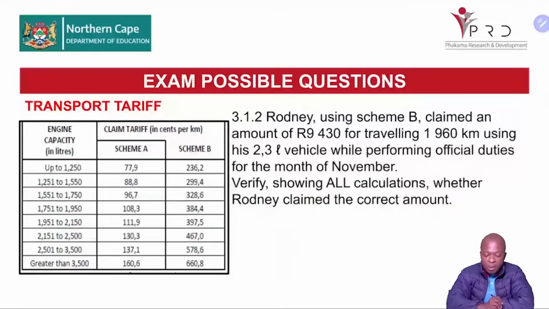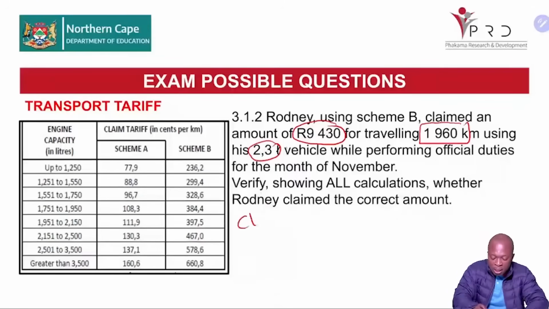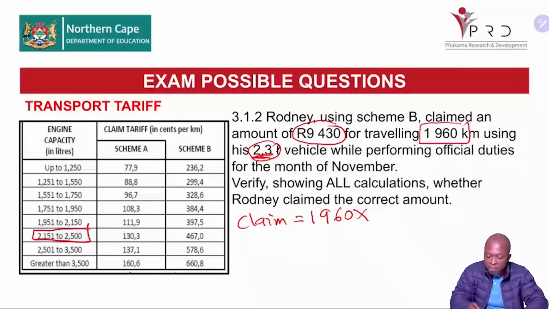Let's use that in an example then. Somebody called Rodney was using scheme B. He went and claimed 9,430 for driving how long? 1,960 kilometers, and the engine is 2.3. So the examiner wants us to verify if Rodney claimed the correct amount. This is how you do it. Remember your claim is what? Kilometers traveled. What's the kilometers? 1960 times. Then you come to the engine size. Can you see in our case, our example was what? This one, scheme B.